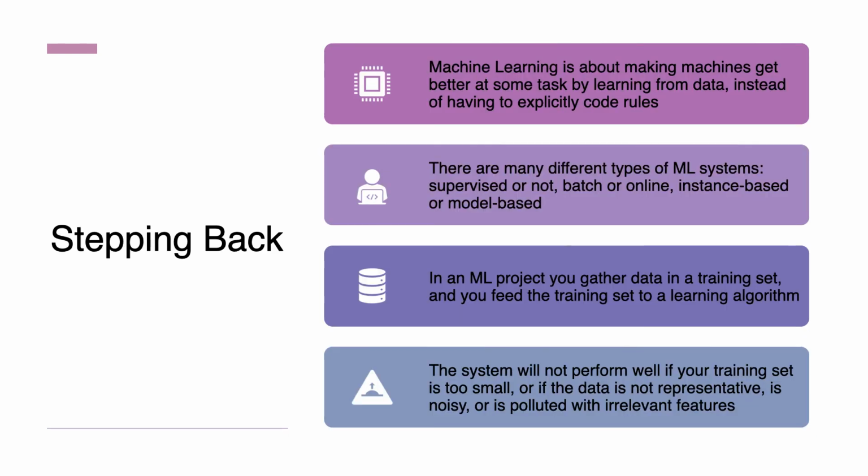Machine learning is about making machines get better at some task by learning from data, instead of having to explicitly code rules. There are many different types of ML systems: supervised or not, batch or online, instance-based or model-based. In an ML project, you gather data in a training set, and you feed the training set to a learning algorithm. If the algorithm is model-based, it tunes some parameters to fit the model to the training set, i.e., to make good predictions on the training set itself, and then hopefully it will be able to make good predictions on new cases as well. If the algorithm is instance-based, it just learns the examples by heart and generalizes to new instances by using a similarity measure to compare them to the learned instances.